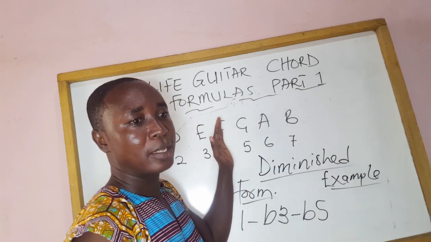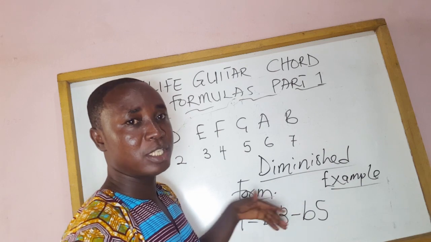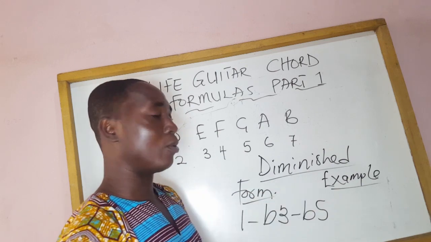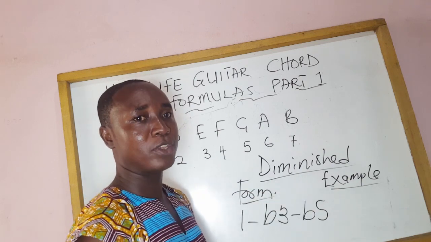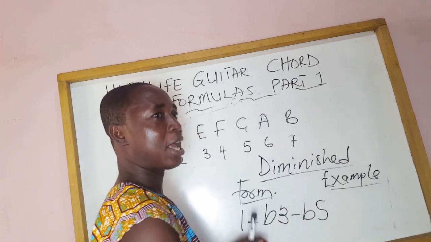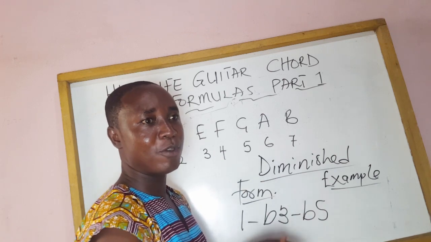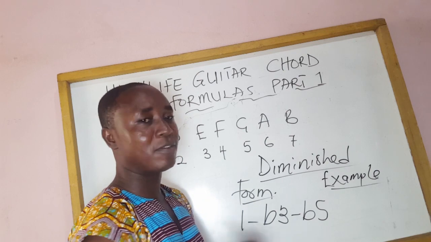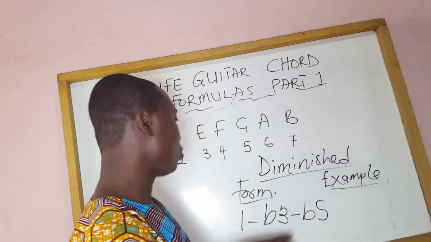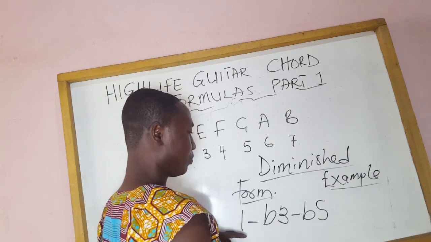We are looking at the major and then the other chord types. In our subsequent videos we will look at the other formulas, the 7th, the minor 7th, the diminished 7th, and so on. All right, so let's look at the example.